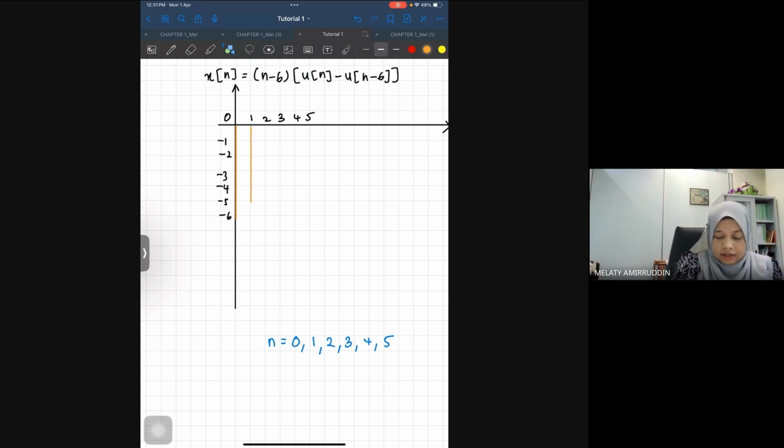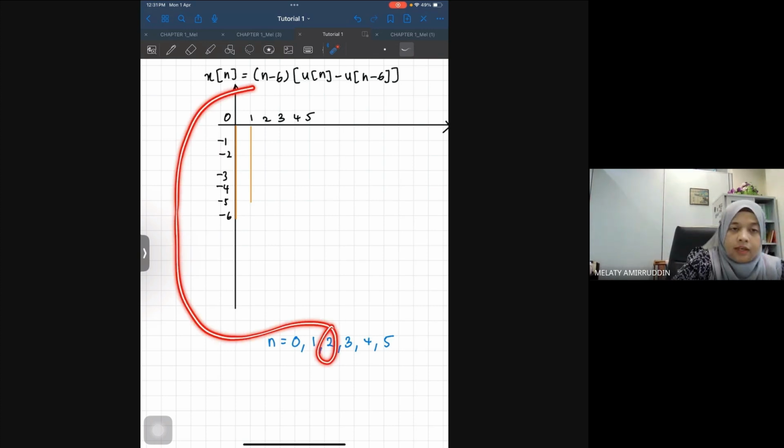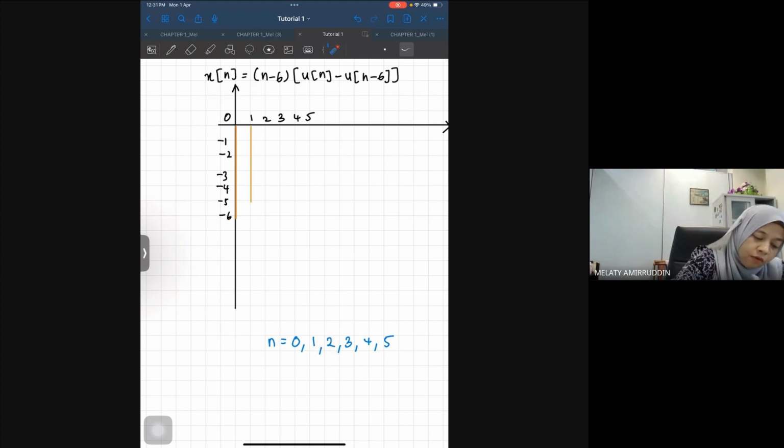And then substitute 2 in n minus 6: 2 minus 6, meaning you will get negative 4. So negative 4 at 2. And then substitute 3, you will get negative 3. Substitute 4, you will get negative 2. And then you substitute 5, you will get negative 1. So this is the answer for this x[n].